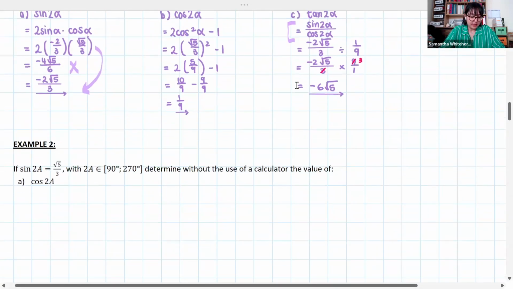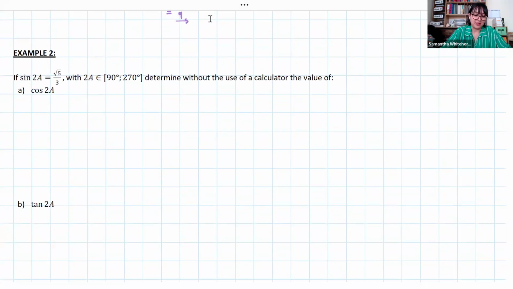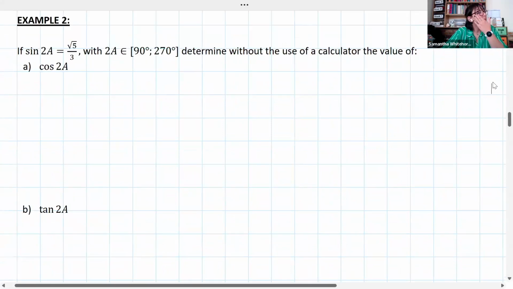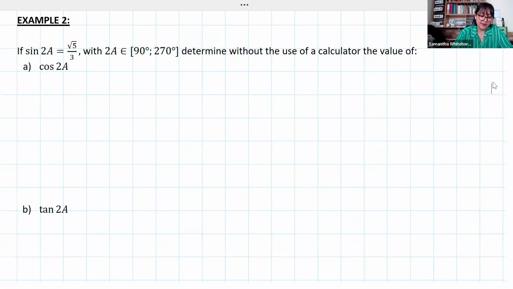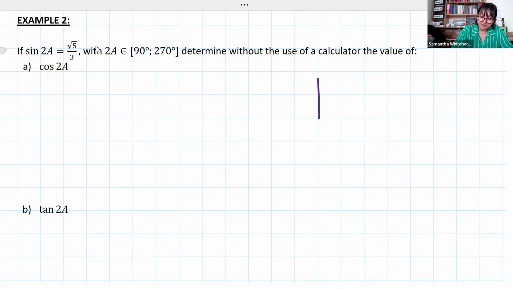All right, so in our next example, we've got something a bit different here in that I'm now giving you a ratio that deals with a double angle. So in the first example that we did, my angle was theta, or a single angle. This now is saying if sine 2 alpha is √5/3, where 2 alpha is between 90 and 270, answer the questions.